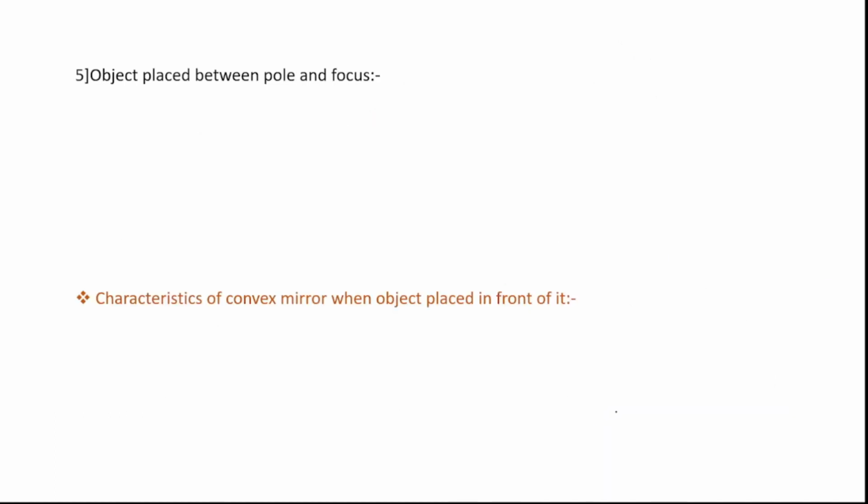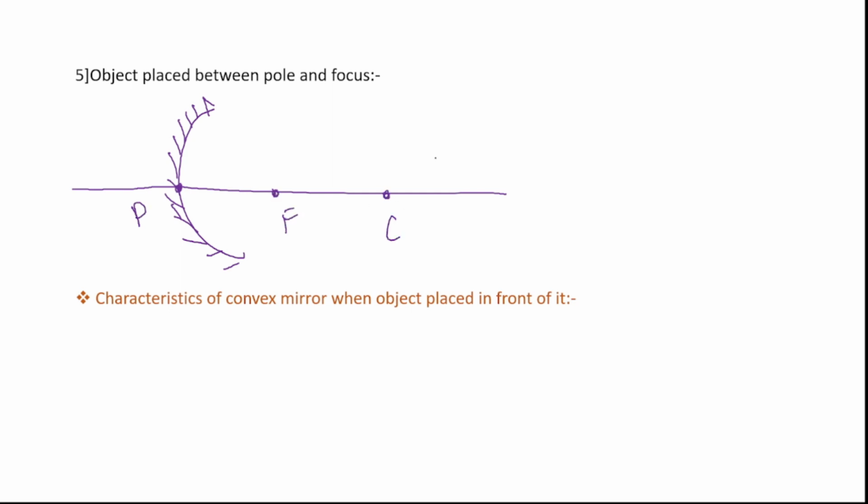Okay, next, object placed between pole and focus. Let us draw a concave mirror again. This is the pole, this is the focus, and this is the center of curvature. What we are doing here is placing the object between pole and focus. Now let us say a ray from this object has fallen onto this mirror in this way. It will get reflected back passing through the focus point in this direction. Next, let us say a ray has fallen onto the mirror in this direction. This ray will retrace its path passing through the center of curvature.